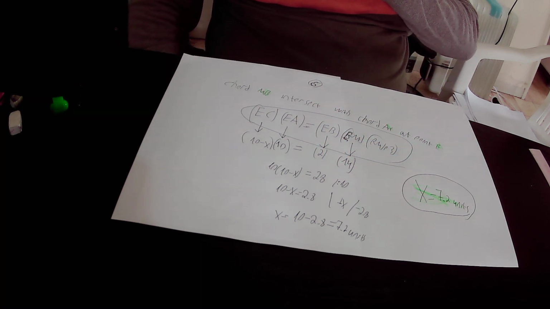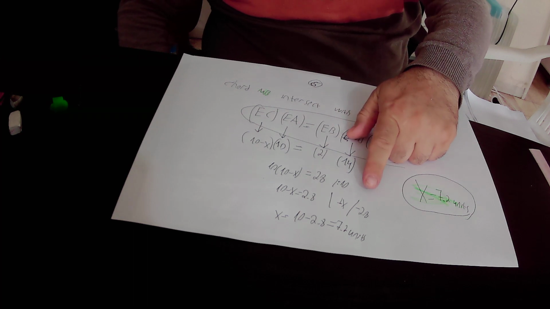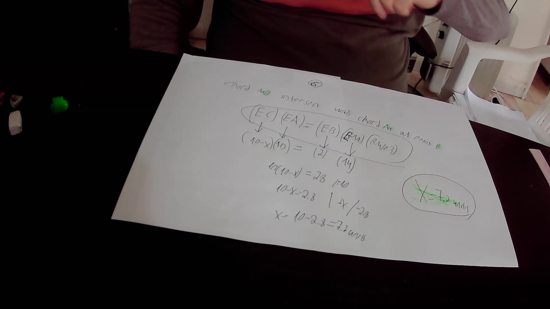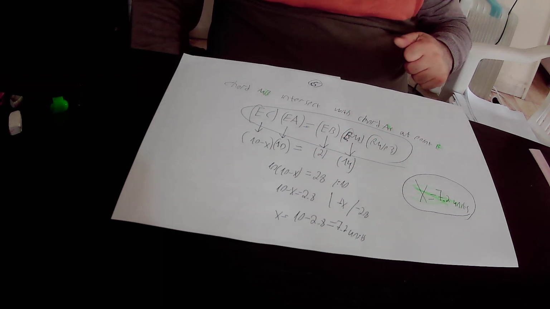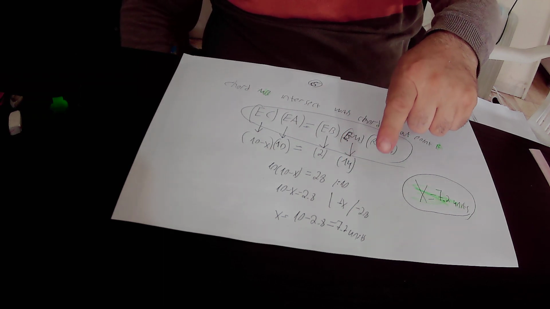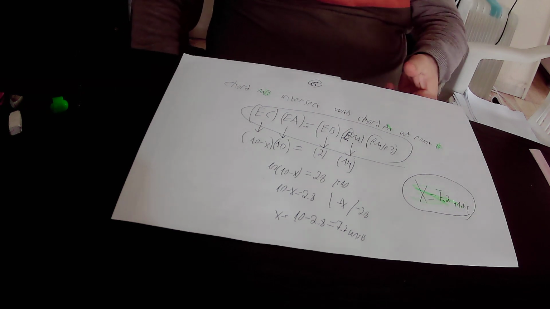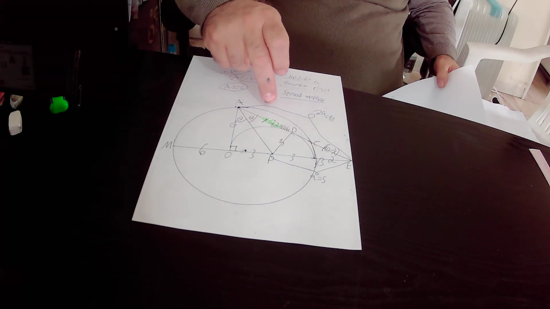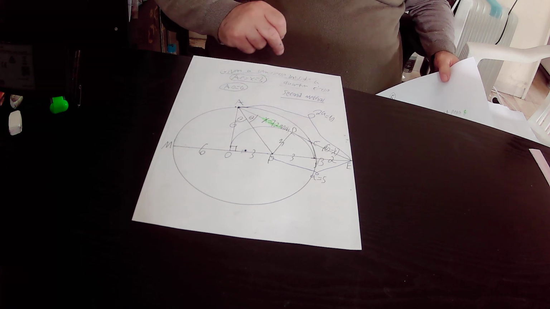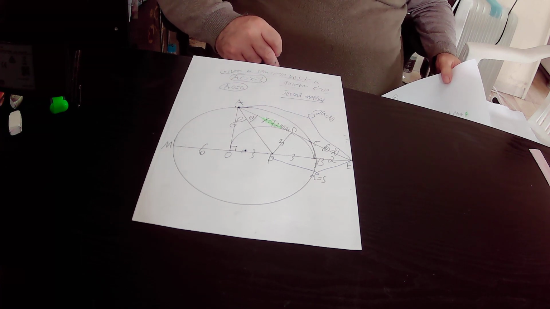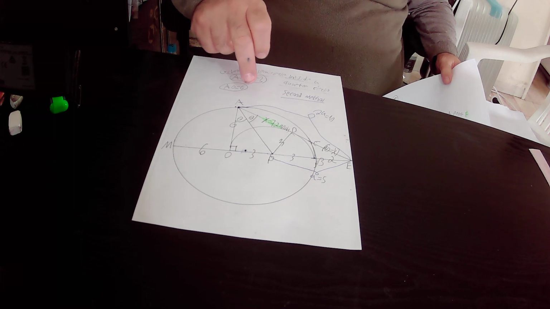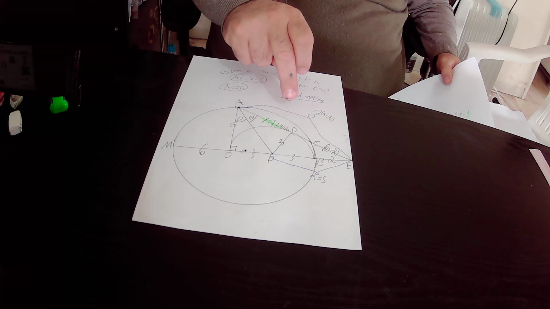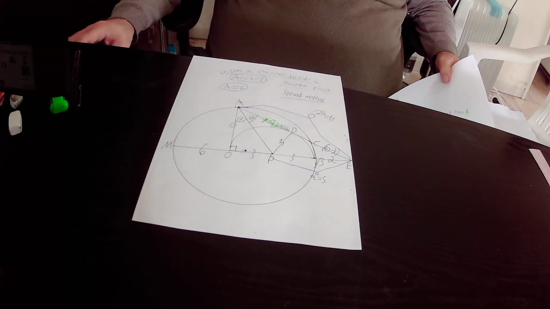Here we added X to this equation and subtracted 2.8, and found out that X equals 10 minus 2.8, which is 7.2 units. So we found out that this line segment X equals 7.2 units in both methods. So the answer to the question is that X, which is equal to AC, is equal to 7.2 units. Okay, thank you very much.